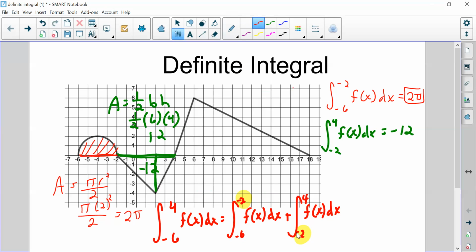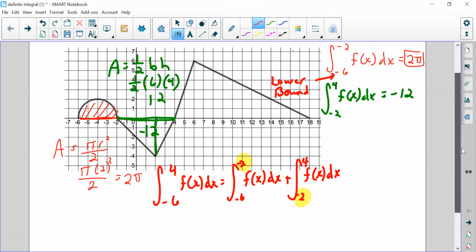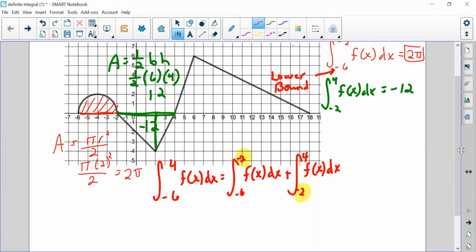So this right here is called the upper bound of the integral, and this number here is called the lower bound. This is the calculus part; this is the properties. So we'll start to use some of the properties that they talked about.